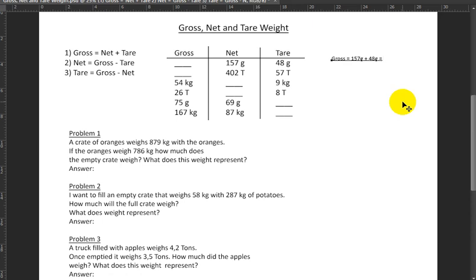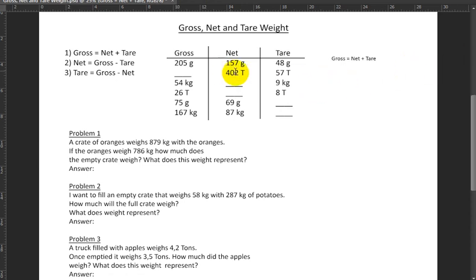So this addition right here is going to give me a result of 205 grams, because 157 plus 48 makes 205. So here, the gross weight is 205 grams. Next up, again we are looking for the gross weight, so I'm going to use the same formula again. That the gross weight is equal to the net weight plus the tare weight.